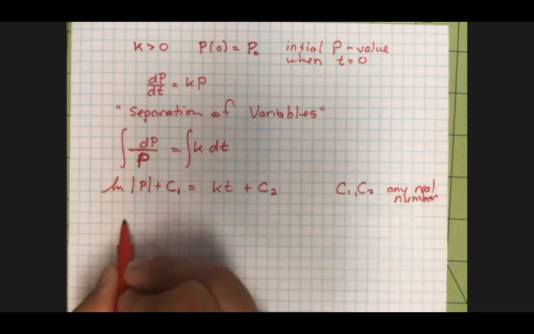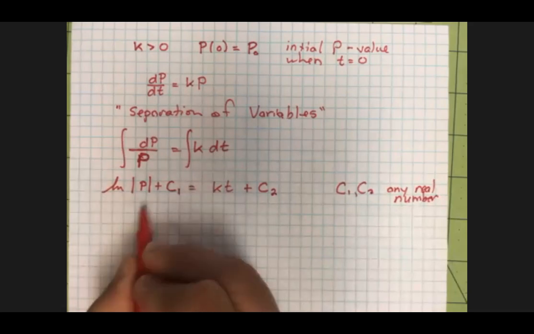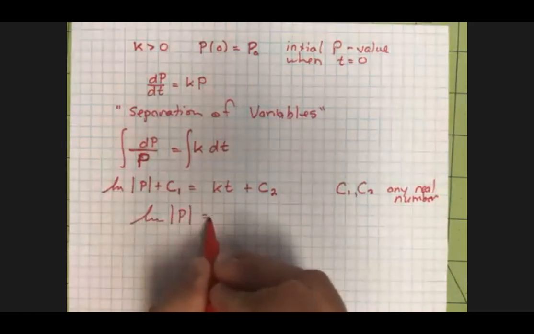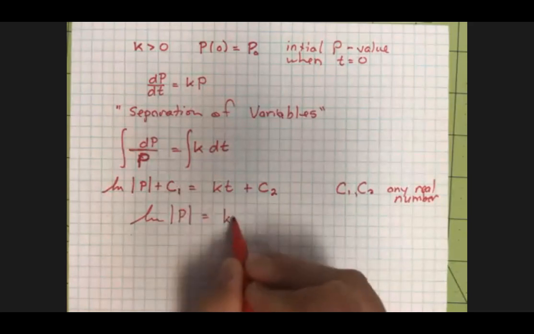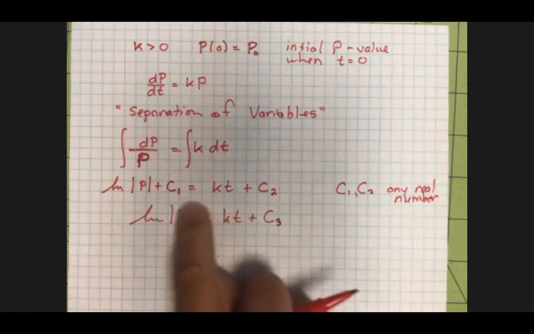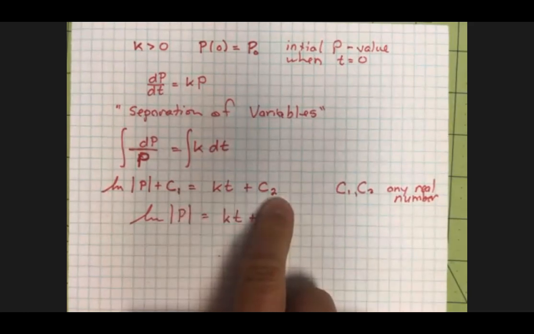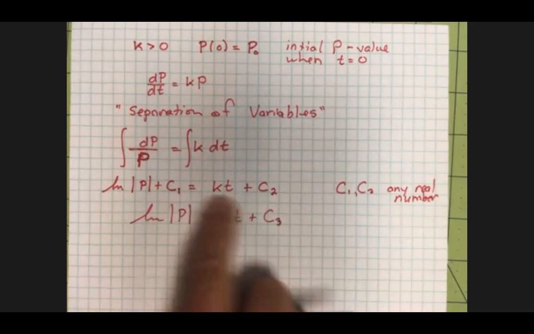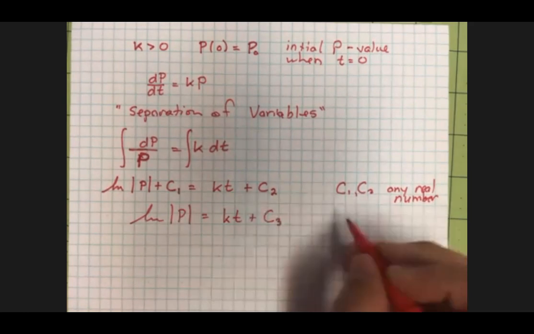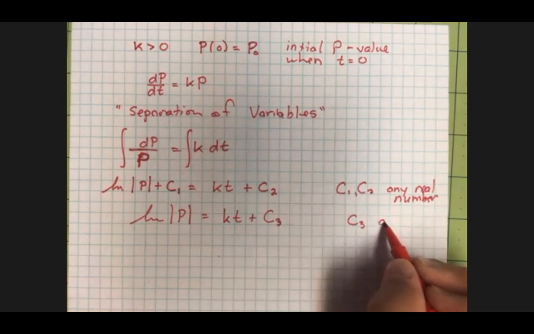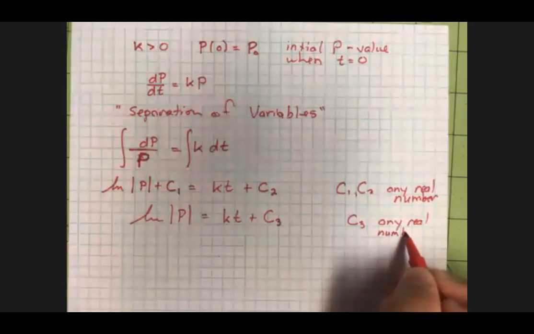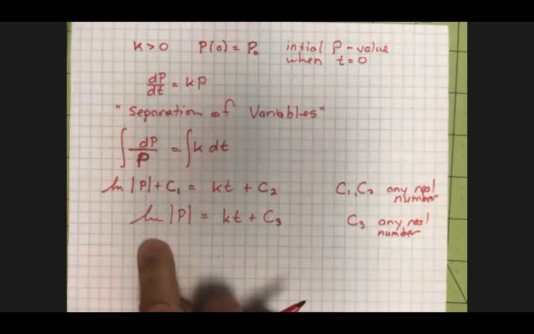I'm going to slowly solve for p by unwrapping the things that are restraining it. First thing I'll do is subtract C1 from both sides. But I don't want to write C2 minus C1. Let's think about it this way. If C2 is any number under the sun and C1 is any other number under the sun, what happens when you subtract them? You just create some other number. So C3 right here, legally, is any real number. Now I'm doing this way too slow and way too legalistically, but there's a point to it.